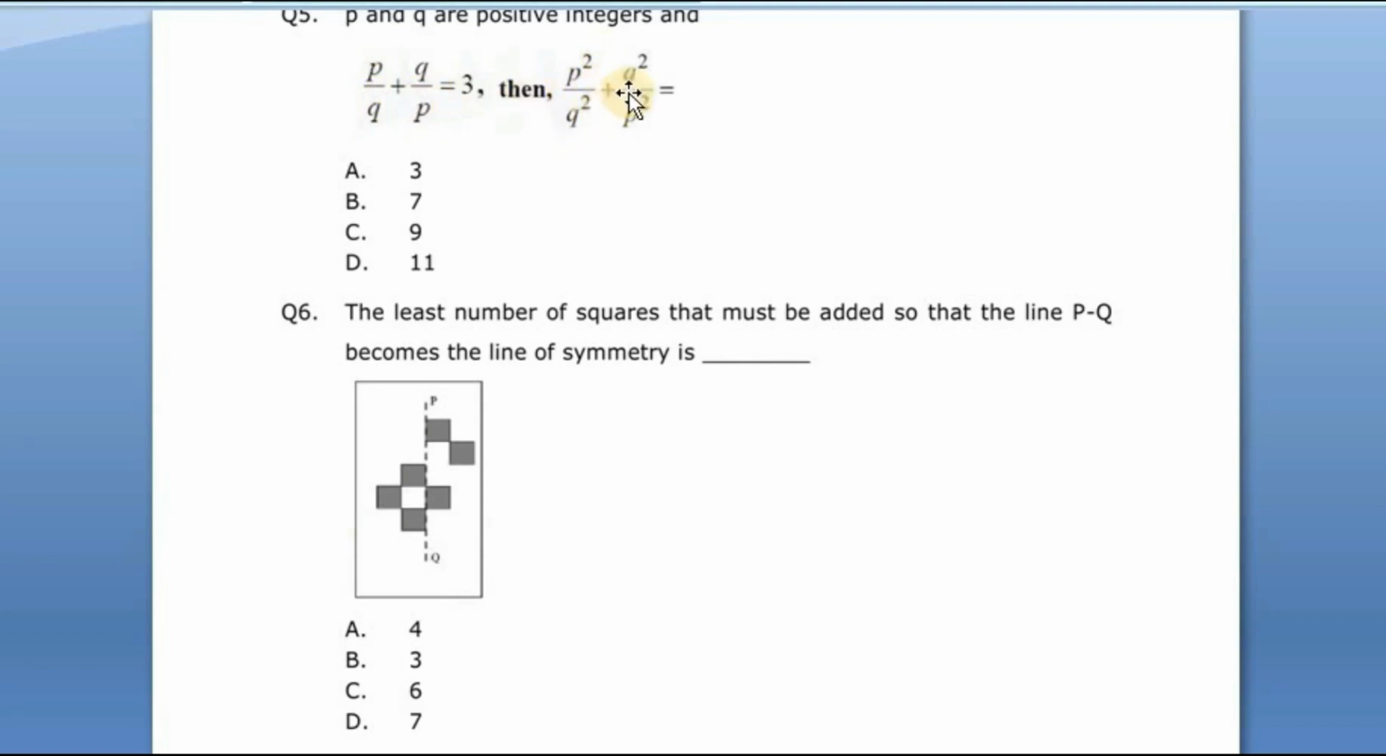Sixth question, the least number of squares that must be added so that the line PQ becomes the line of symmetry is. So here we have to calculate the number of squares.